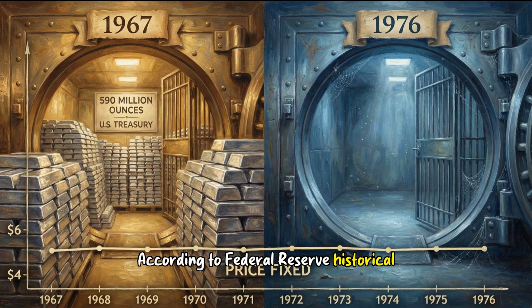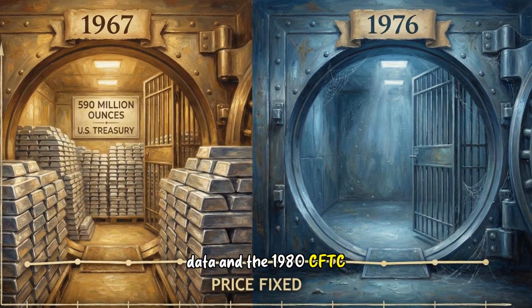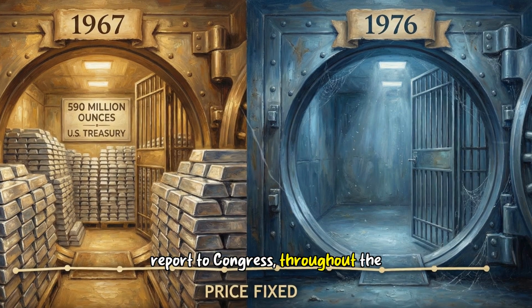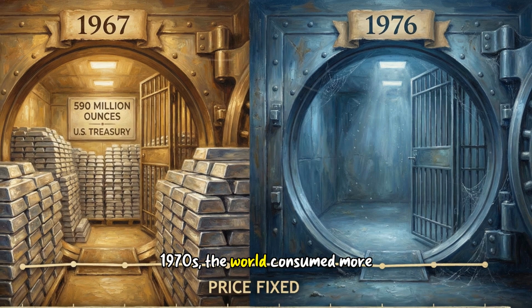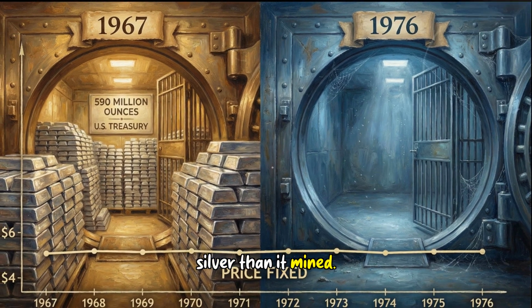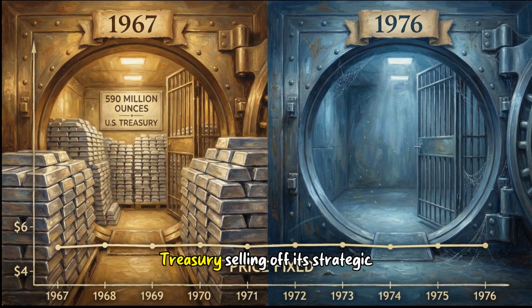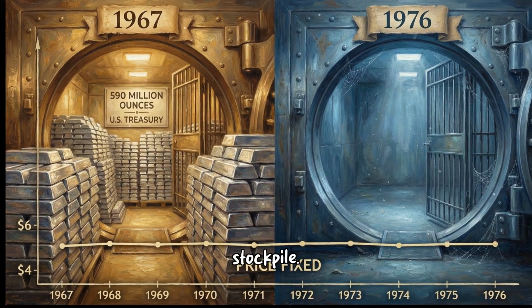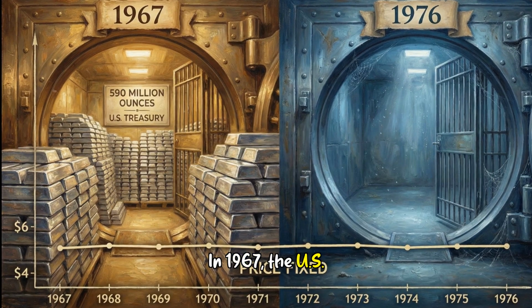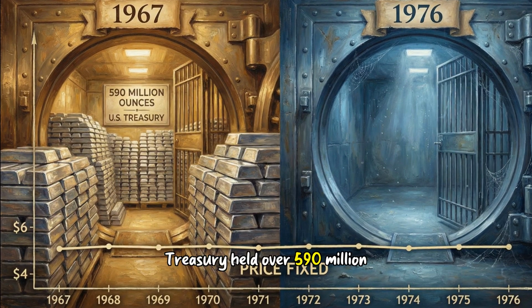According to Federal Reserve historical data and the 1980 CFTC report to Congress, throughout the 1970s, the world consumed more silver than it mined. The gap was filled by the U.S. Treasury selling off its strategic stockpile. In 1967, the U.S. Treasury held over 590 million ounces. By 1976, that hoard was effectively gone. Despite this massive transfer of wealth, the price remained range-bound between $4 and $6 for years. The invisible drain was working perfectly.